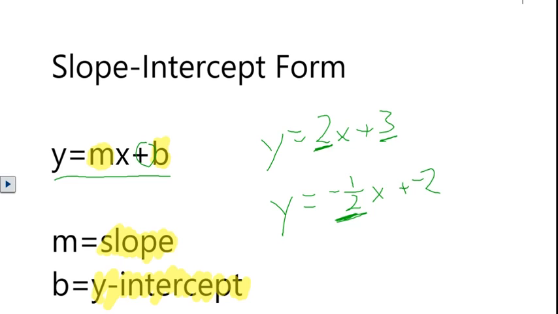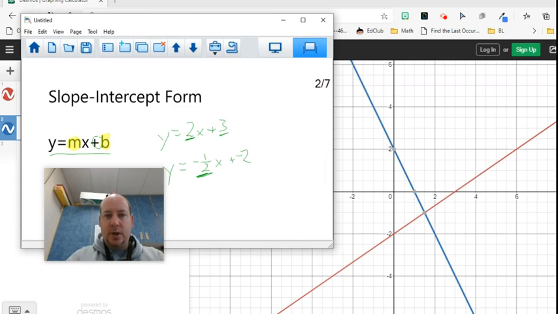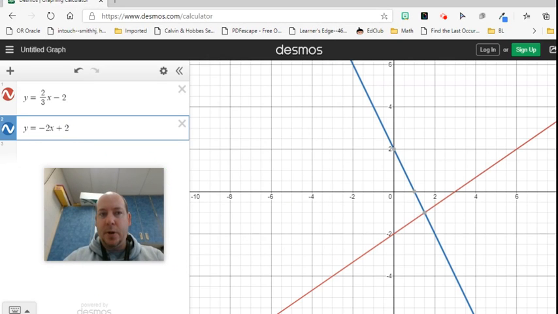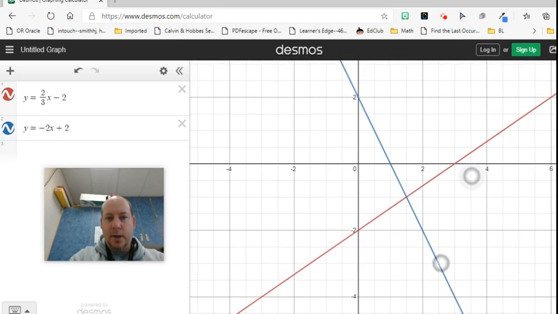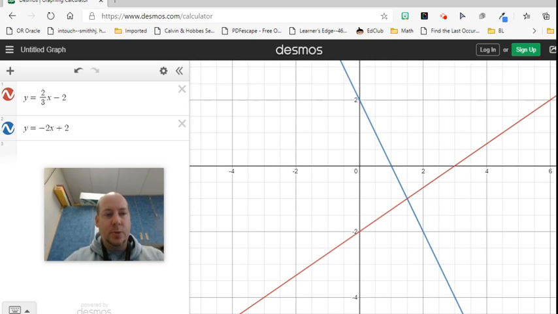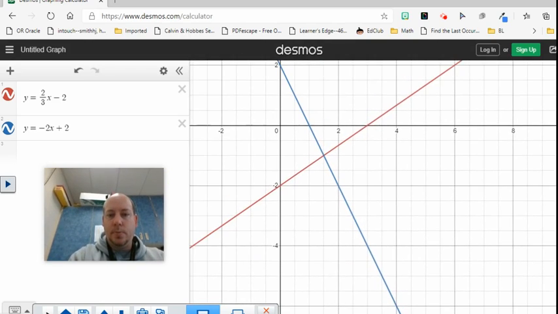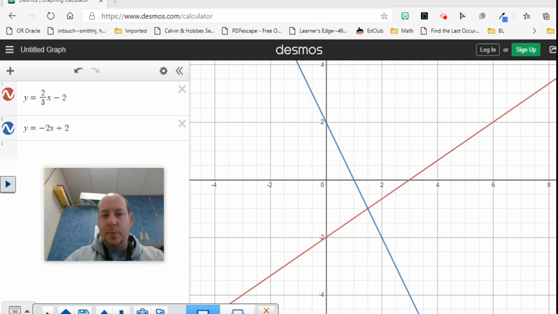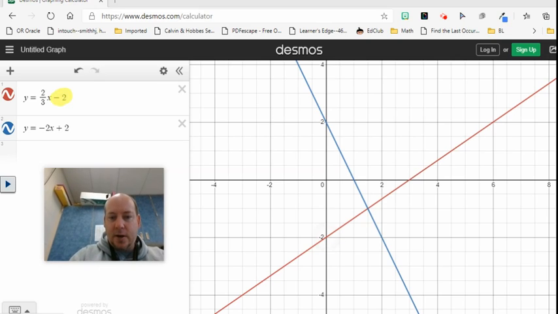And we've looked before at how easy it is to graph lines if we have those two pieces of information. Now let's look at a couple of graphs here that I've put onto Desmos. I've got y equals 2/3 x minus 2, which is the red one there. Zoom in just a little bit, and y equals negative 2x plus 2 is the blue one. So our red one has a y-intercept at negative 2, and we can see that on our graph.